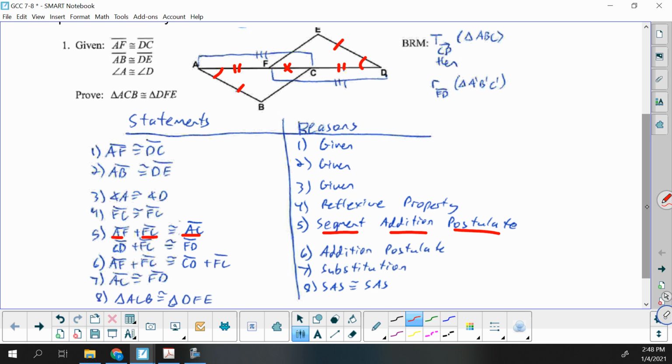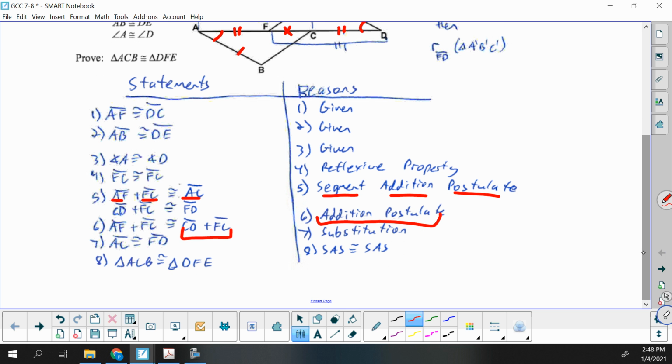Now next would be the addition postulate. I like to think of it as 2 words here. Each side has 2. That's what helps me remember. So you've got the AF plus FC is congruent to the CD plus FC. And then the last step always in our addition or subtraction sequence is substitution, giving us what we want. The whole segment AC congruent to the whole segment FD, and that gives us side, angle, side, and our triangles congruent.